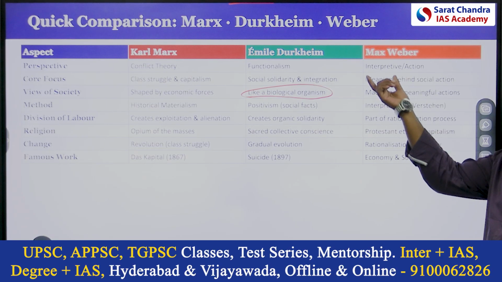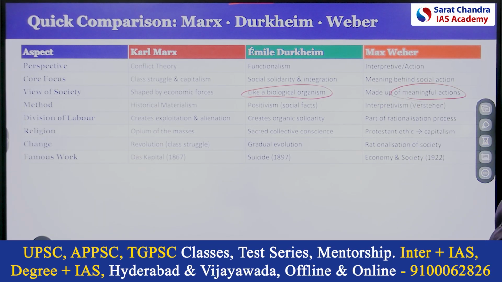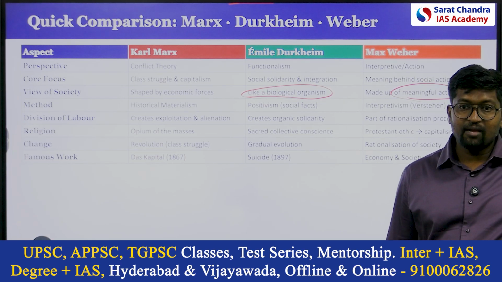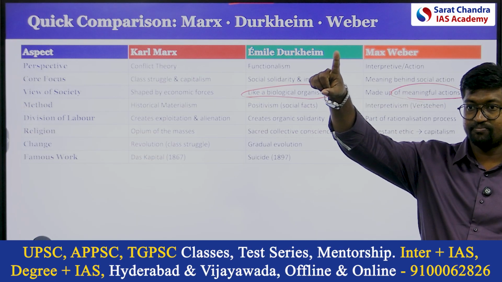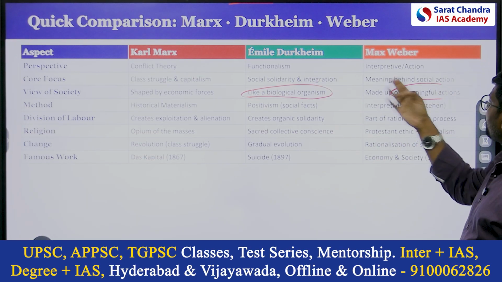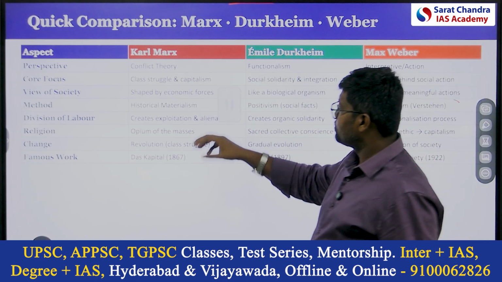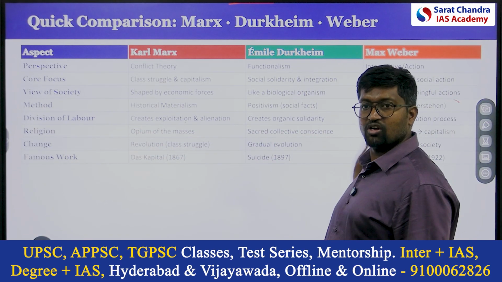And every society is made up of what? Social action. Social action is shaping society. Remember, for Durkheim, society is shaping social action. For Weber, social action is shaping society. So it is made up of socially meaningful actions. Method: historical materialism, positivism, non-positivism.